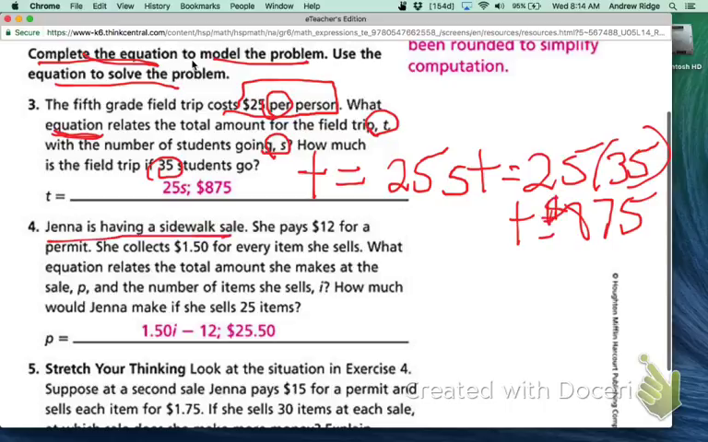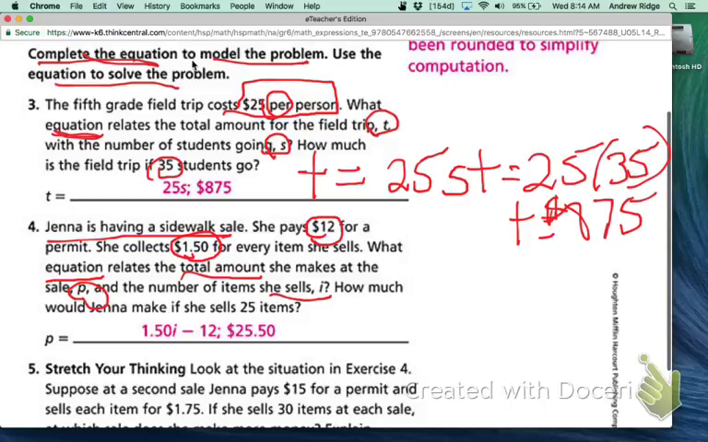Jenna is having a sidewalk sale. She pays $12 for a permit. She collects $1.50 for every item she sells. What equation relates the total amount she makes at the sale, P, and the number of items she sells, I? How much would Jenna make if she sold 25 items?